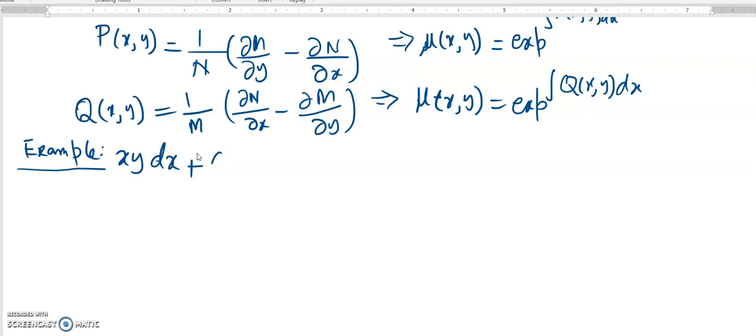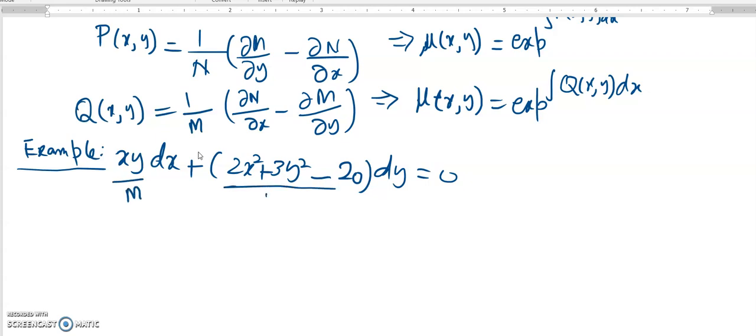dx plus 2x squared plus 3y squared minus 20 is equal to dy. So actually this equation is probably not a separable equation, and we can also check that it is not an exact equation. So this is M, this is N. We have to check it by partial M over partial y. That will actually be our function P.